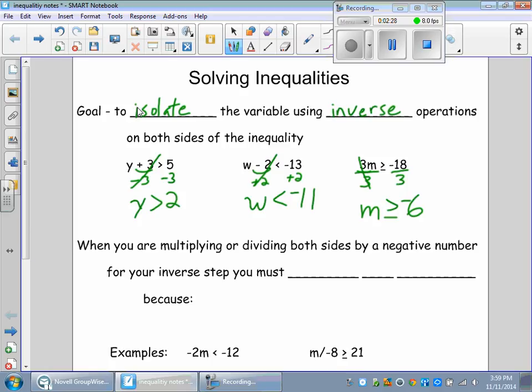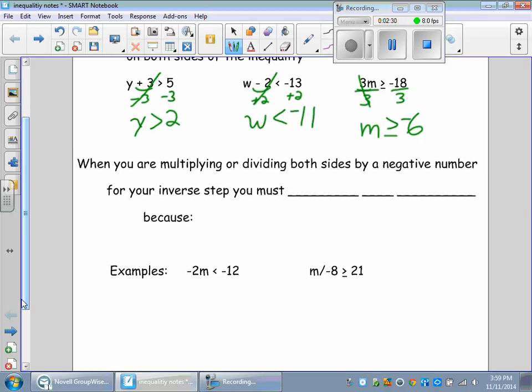Where it does get a little different than our algebraic equations is when we are multiplying or dividing both sides by a negative number for the inverse step. When this happens, we must reverse the symbol. What that means is if in our original problem we have a less than symbol, in our solution set we will have a greater than symbol. The reason for this is that negative means opposite.